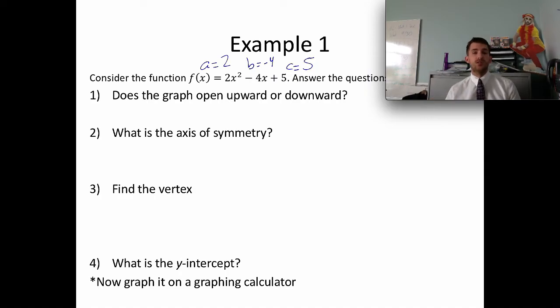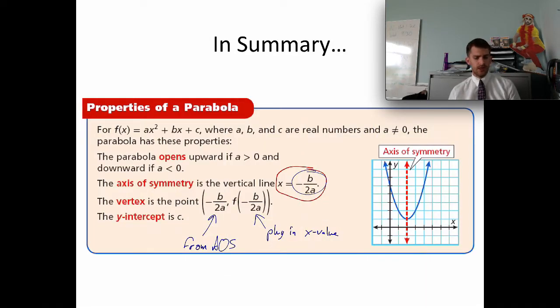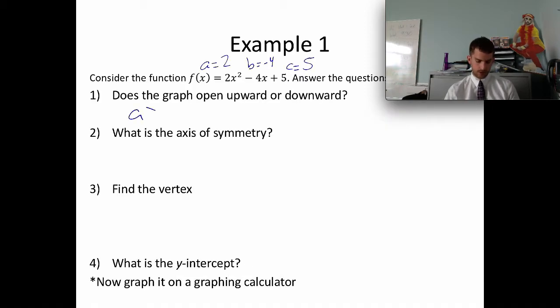So for the first question, does the graph open upward or downward? If you flip back to the notes, we're looking at the A value. Is it greater than 0 or is it less than 0? In this case, our A value is greater than 0, therefore it opens upward.